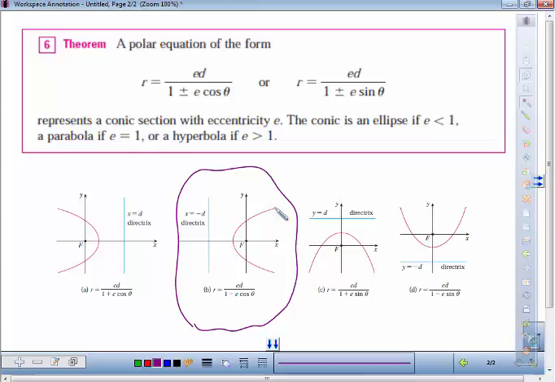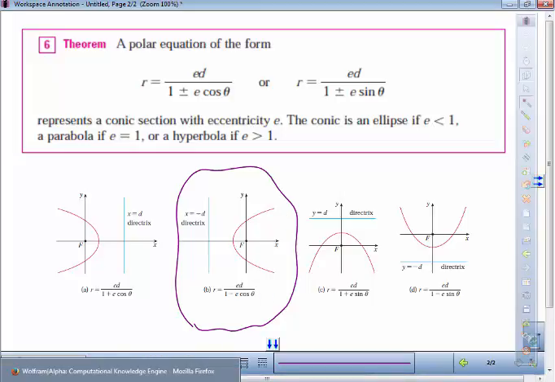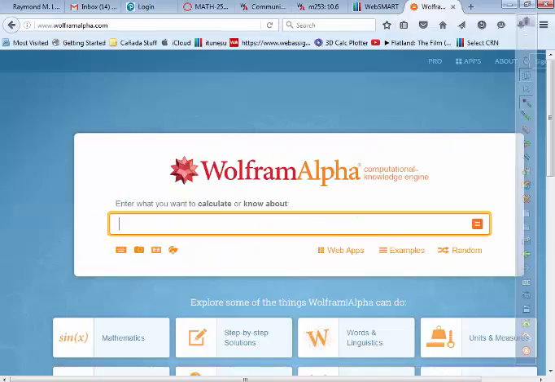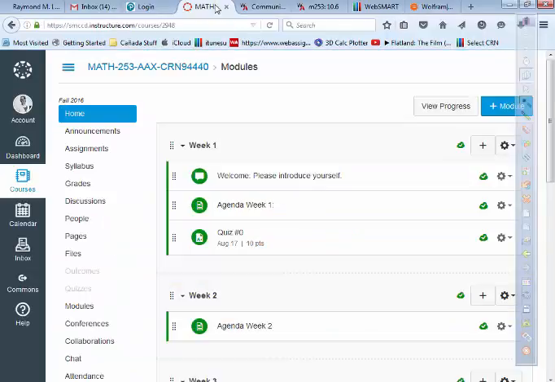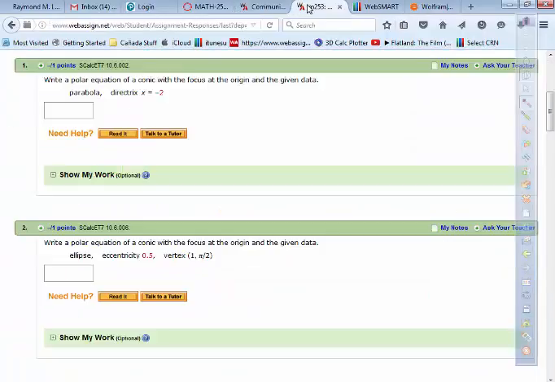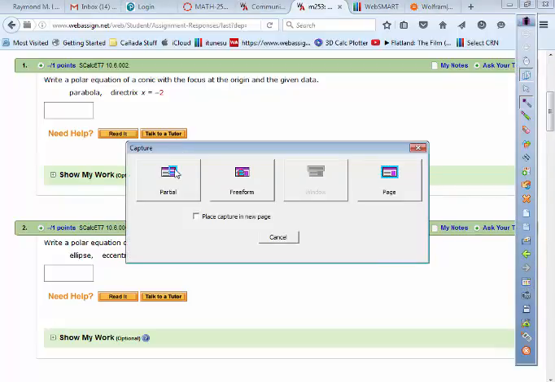So let's see if we can tackle a problem or two from your homework set. This time I'm actually going to go into your homework set and try out some of these problems. One or two? One. All right.